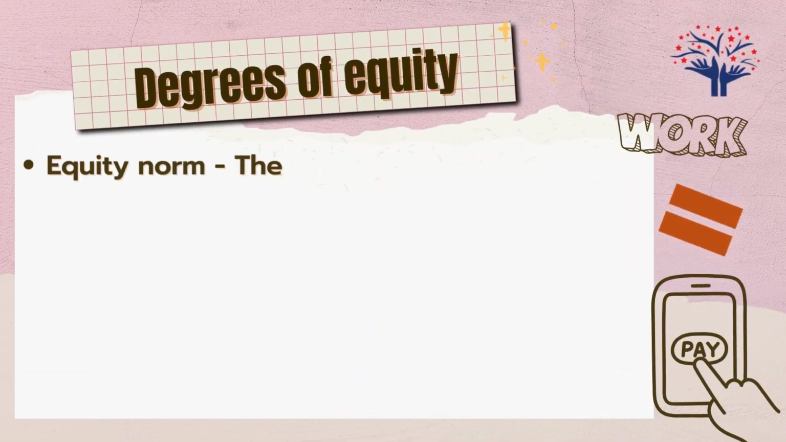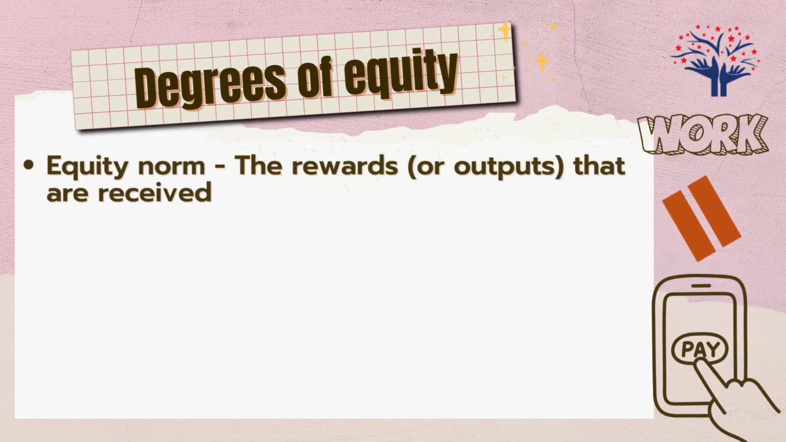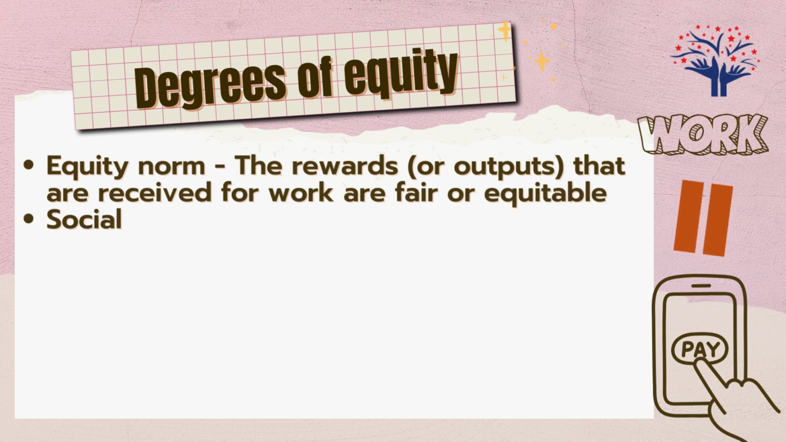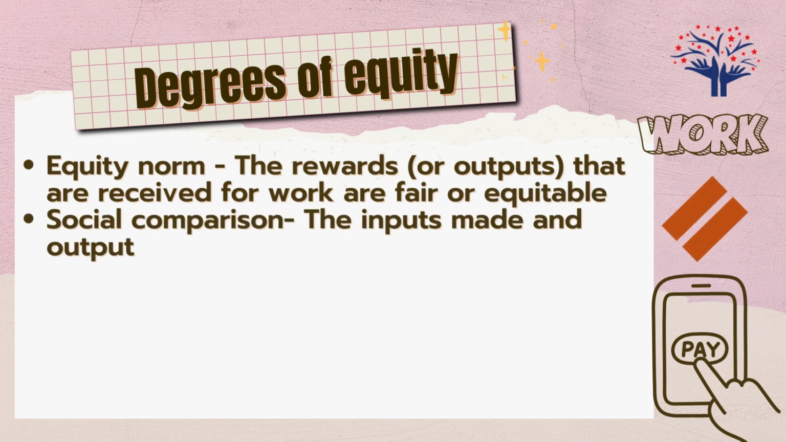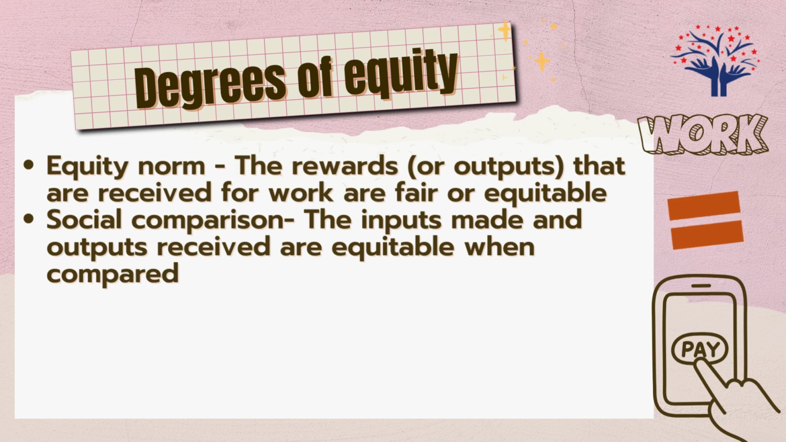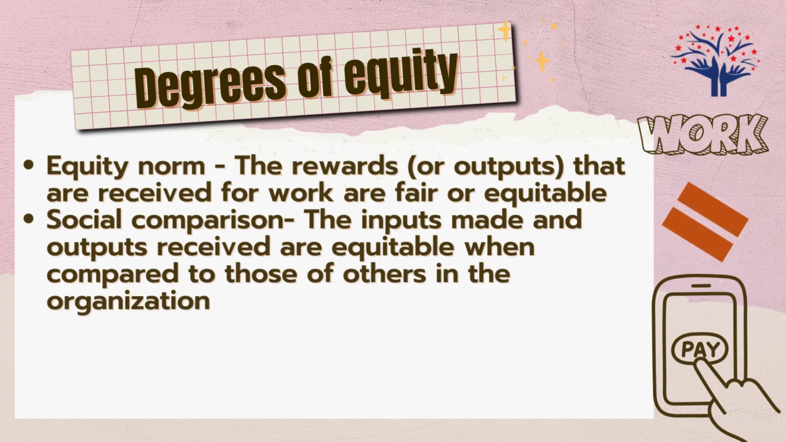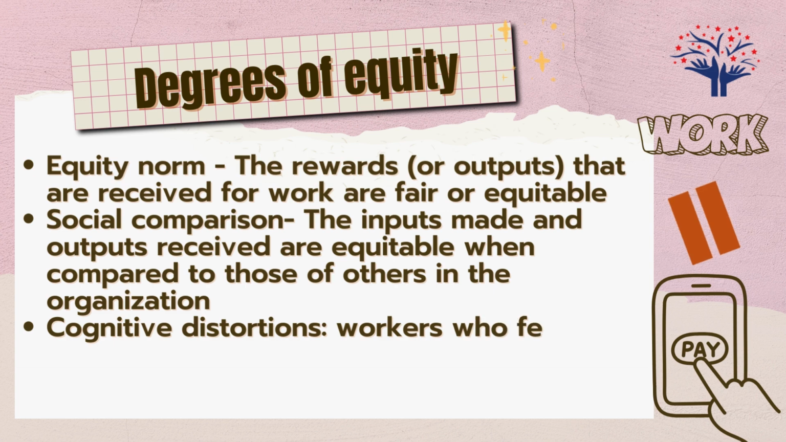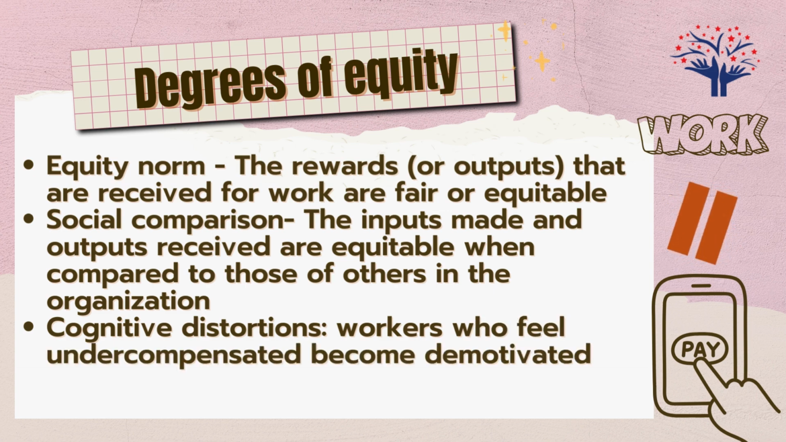The degree of equity is influenced by 3 factors: the equity norm, where rewards are seen as fair; social comparison, where inputs and outputs are balanced against others; and cognitive distortions, where workers who feel undercompensated become demotivated, impacting their performance.